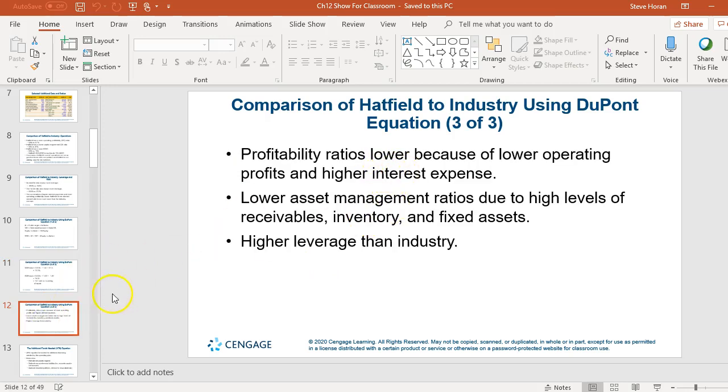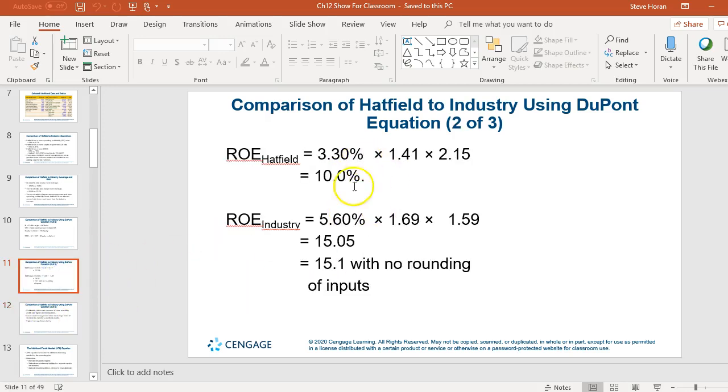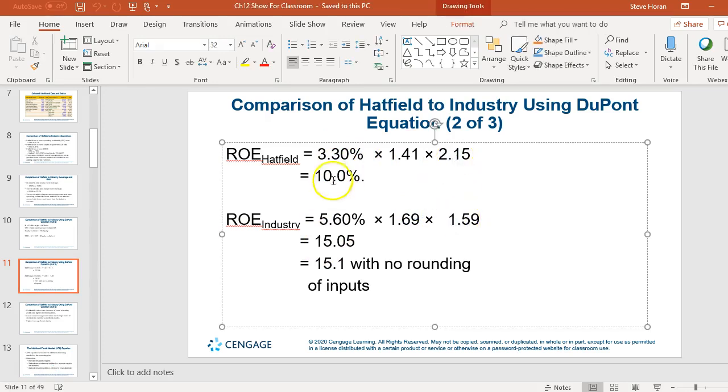What I should point out is what's nice when you use the DuPont equation: I can see one for one how I stack up in each of the three categories. My profitability is much lower. My total asset turnover is a little bit lower. My equity multiplier, though, is better. So one of the three is better than the industry, but the other two are lower, and my profitability one is really low compared to the industry.